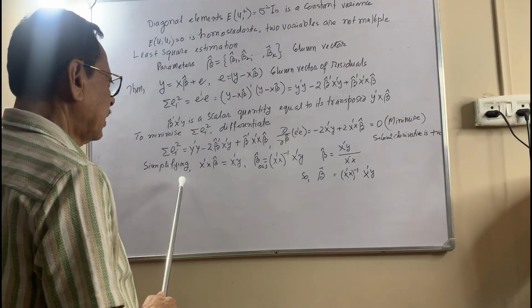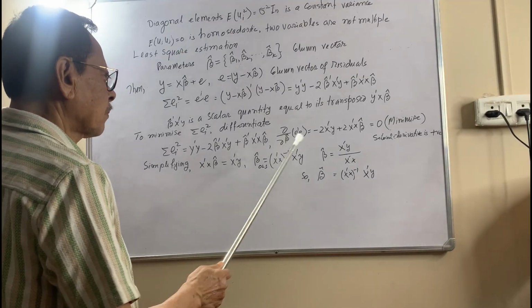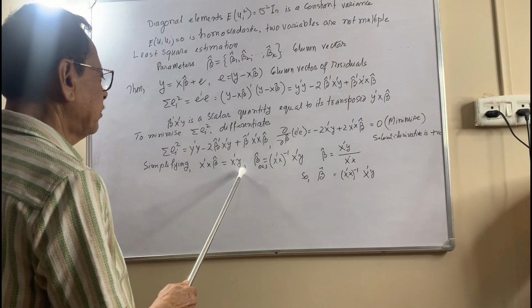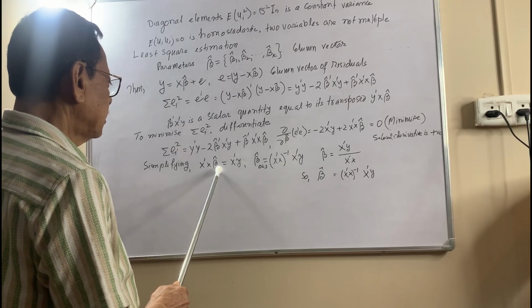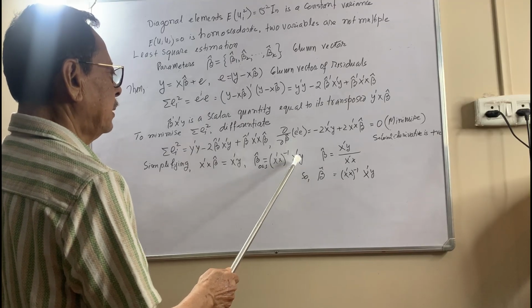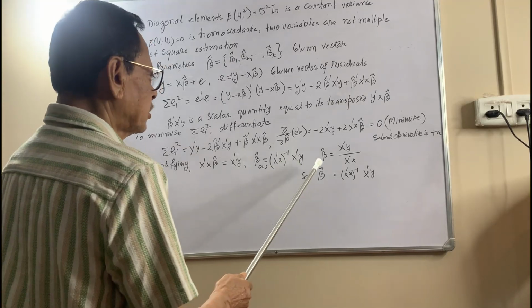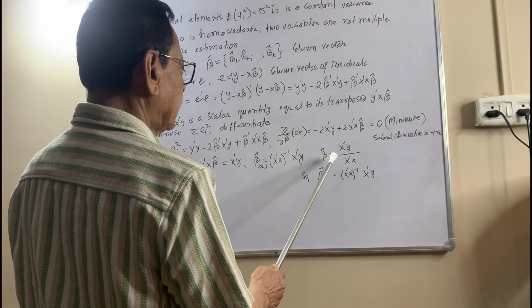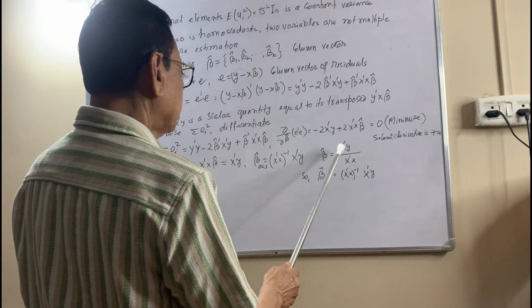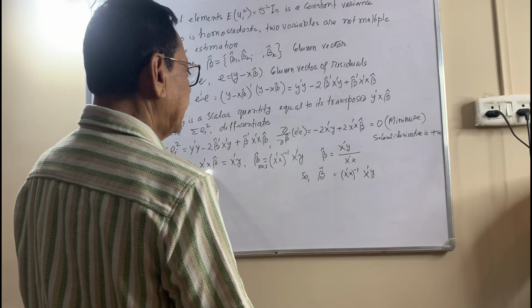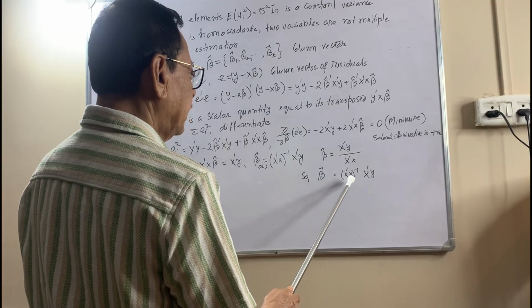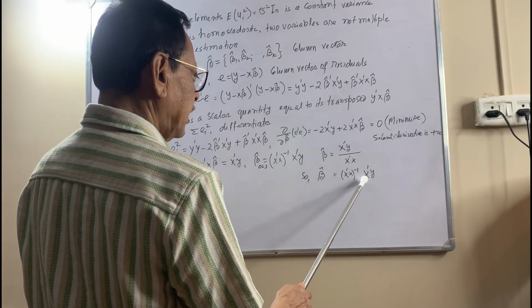Simplifying, putting this equal to 0, x prime x beta hat is equal to x prime y. So what is beta hat? X prime x inverse into x prime y. This means beta hat is equal to x prime y divided by x prime x. So you can write beta hat is equal to x prime x inverse x prime y.